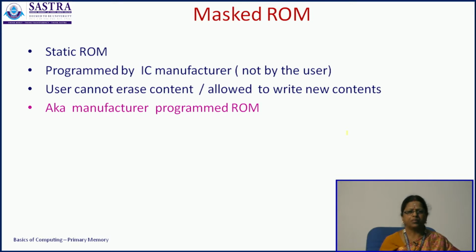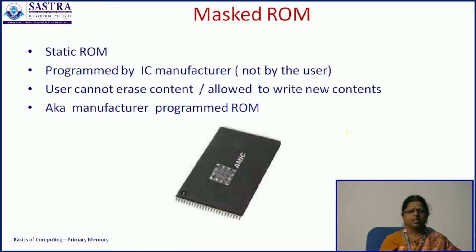MROM stands for masked ROM, while PROM is programmable ROM. But as the manufacturer has programmed it, the first type of ROM is masked ROM. It is a static ROM which is programmed by the IC manufacturer. It cannot be programmed by the user. The user cannot erase the content or write new contents onto the memory. It is also called manufacturer programmed ROM.